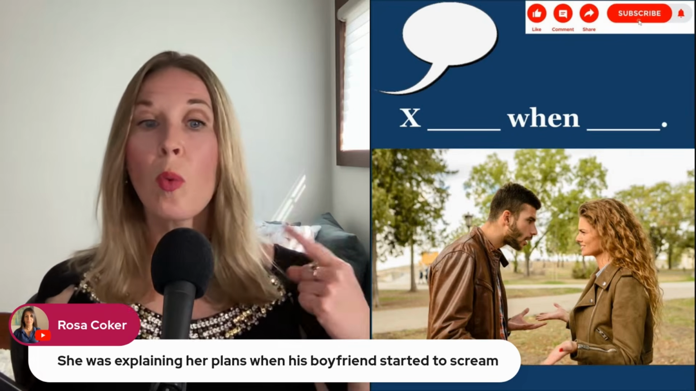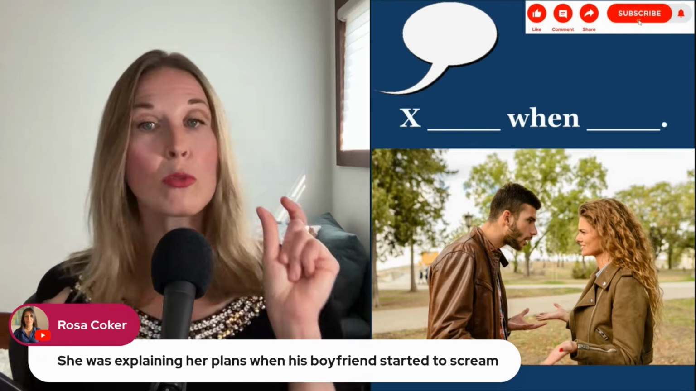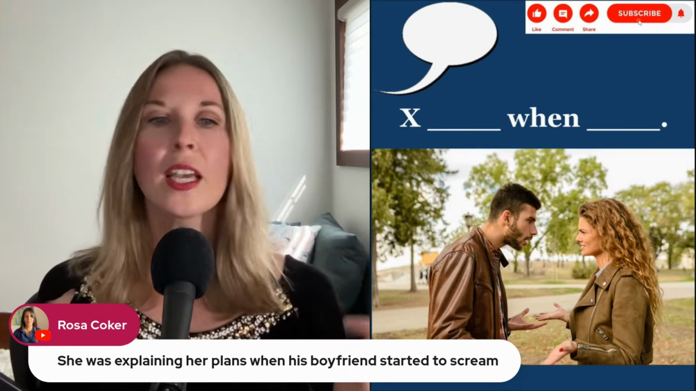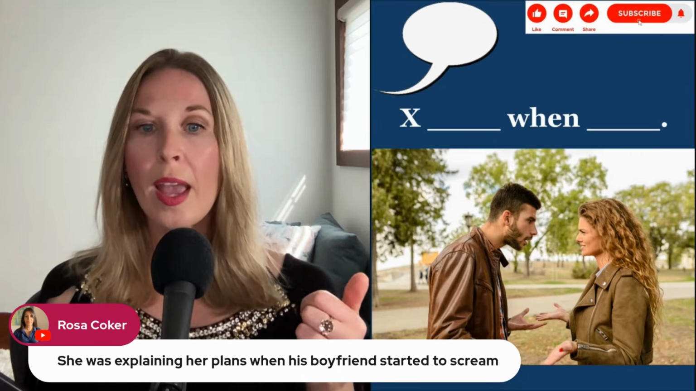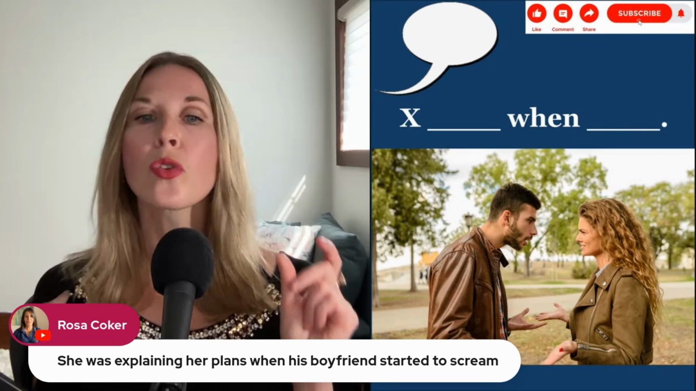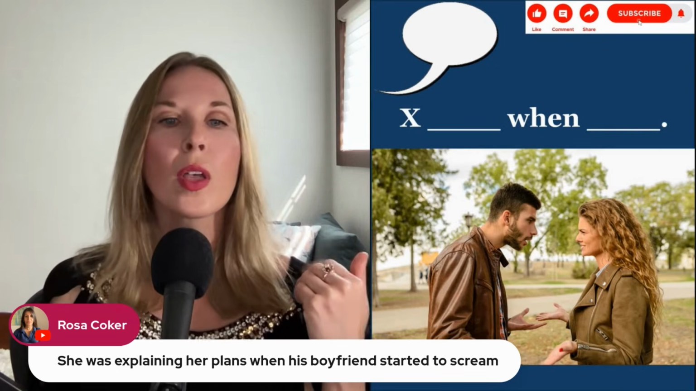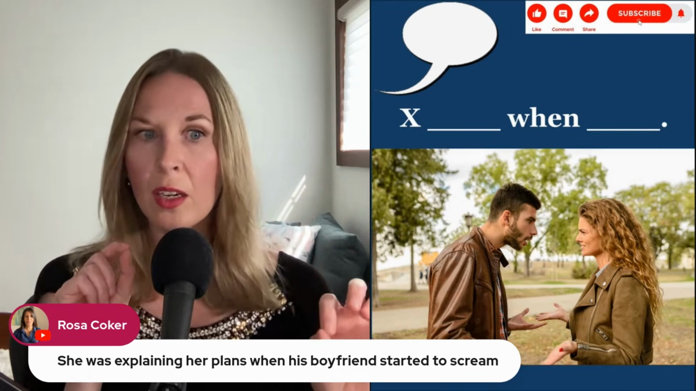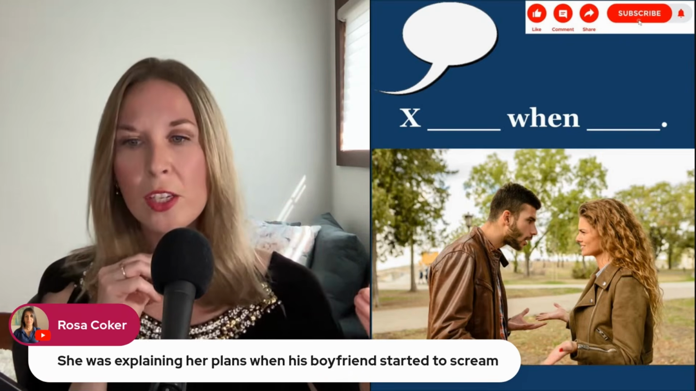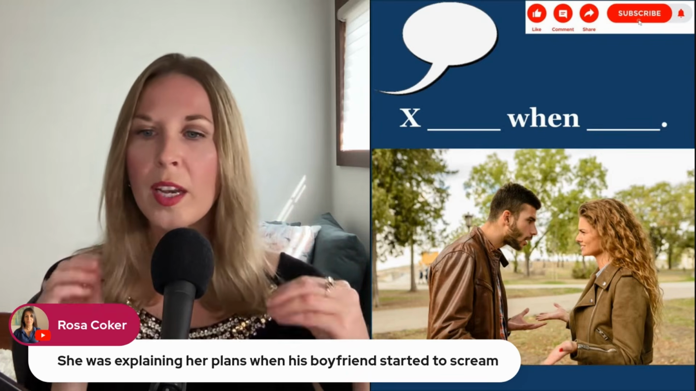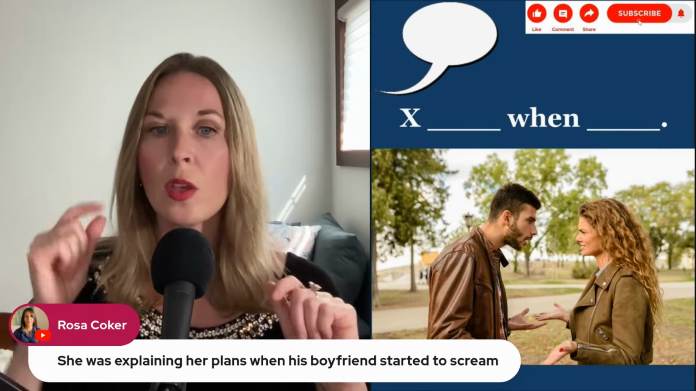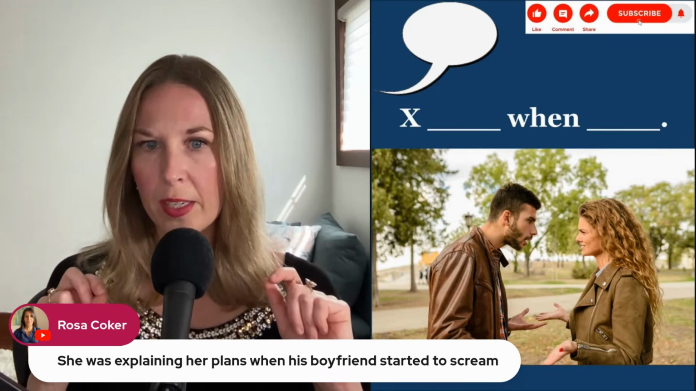Rosa said she was explaining exactly. So to explain is our verb in the past continuous with the subject she. She was explaining her plans when his boyfriend started to scream. Exactly. Very nice. So start is in the past simple. Now, there's one issue here because she was explaining. The possessive needs to match the subject. So, what do you need to change in this sentence? She was explaining her plans when her boyfriend.